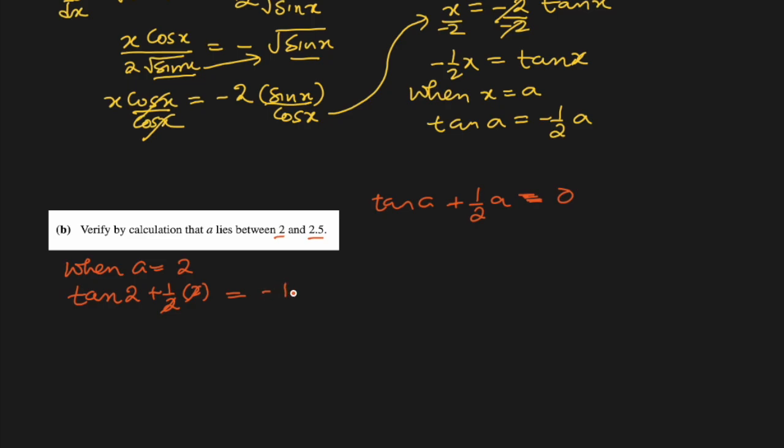I get minus 1.185. And when a is 2.5, what do we get?